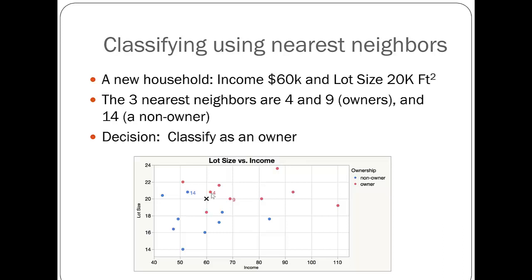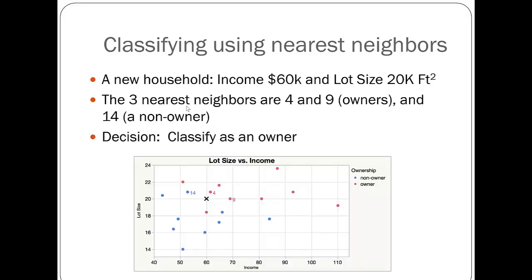And if we were using just one nearest neighbor, we would say whichever one we're closest to, that's how we're going to classify. So if we're using k equal to 1, this new household would be classified as an owner, and we would send them a mailing. And as we can see here, 2 out of the 3 nearest neighbors are owners. That would tell us then we're going to classify this new household also as an owner if k is equal to 3.